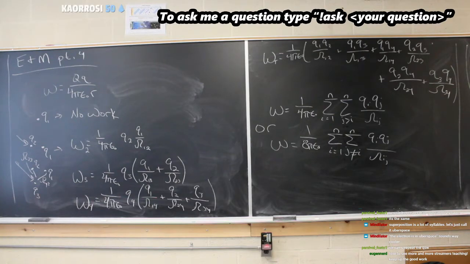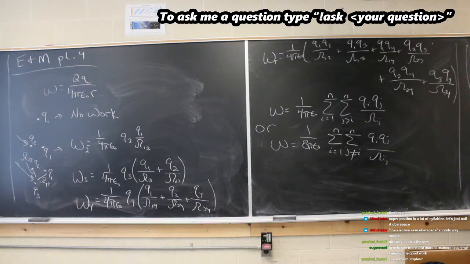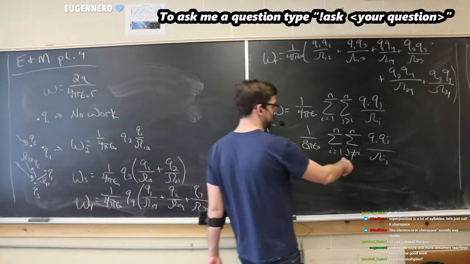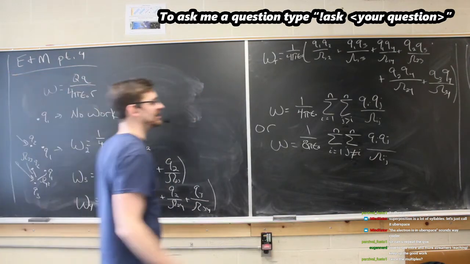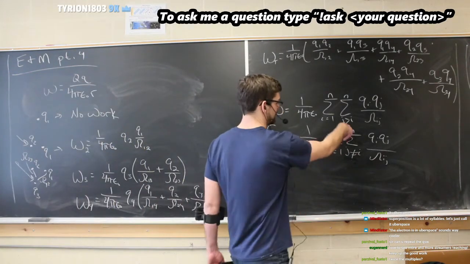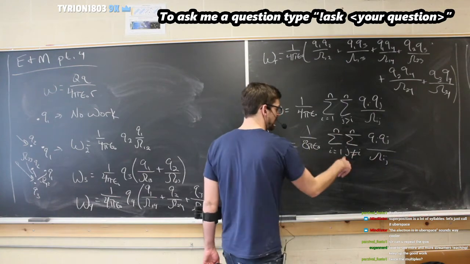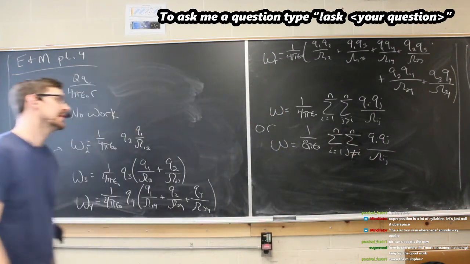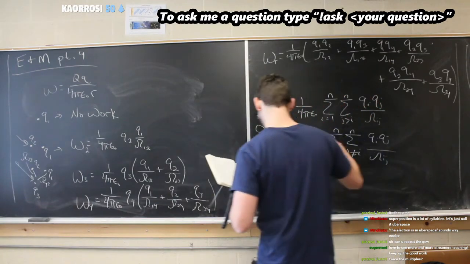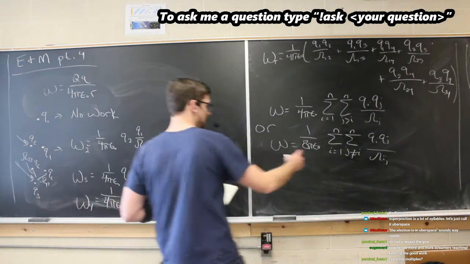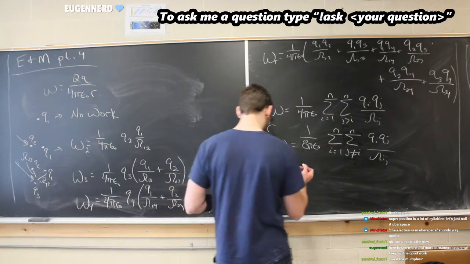The question was just what happens if we add up with j not equal to i as opposed to j greater than i? The difference between the two is that in this one we're just double counting. But there's a benefit to this, namely that we can pull out q_i in the following way.